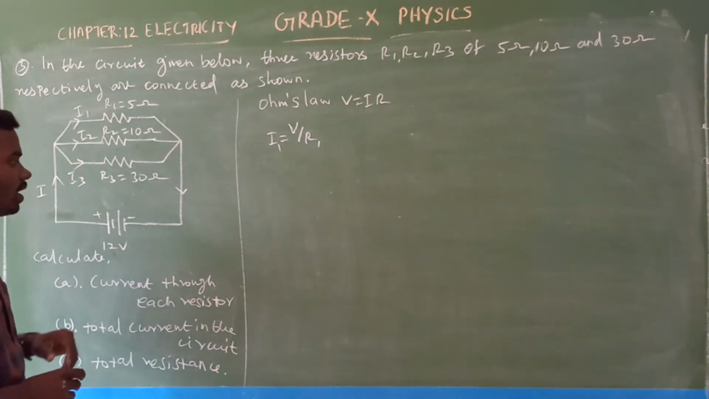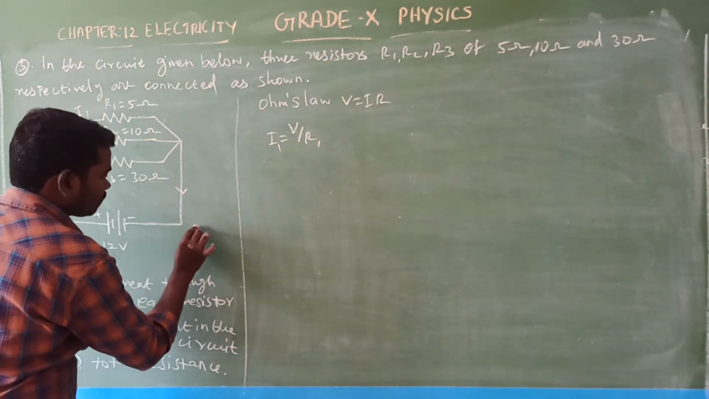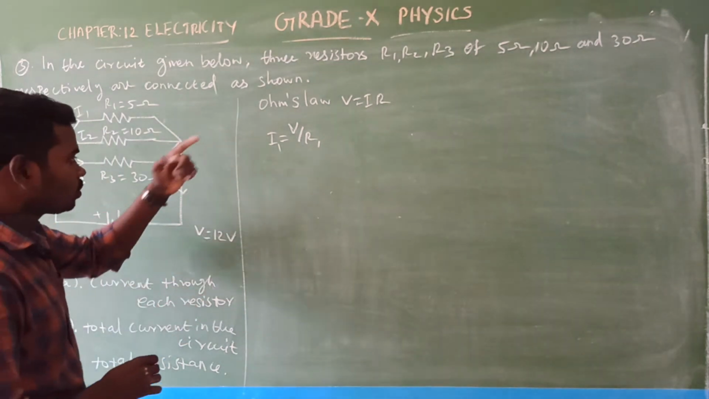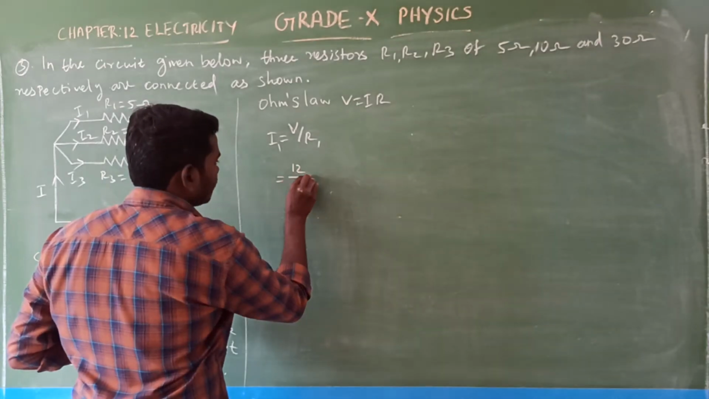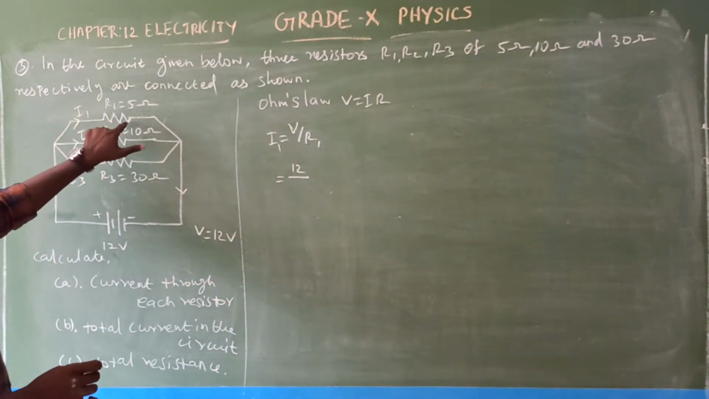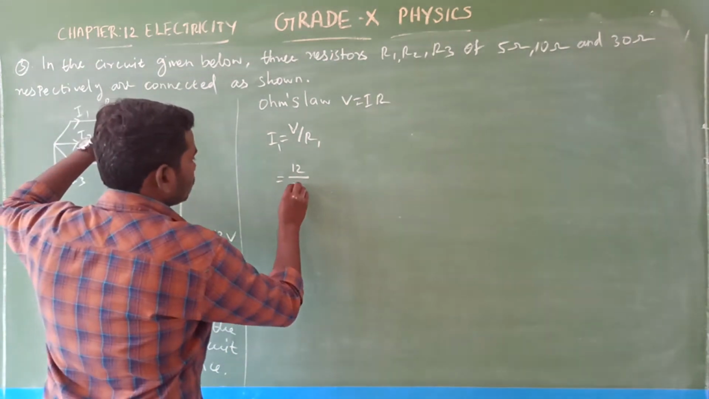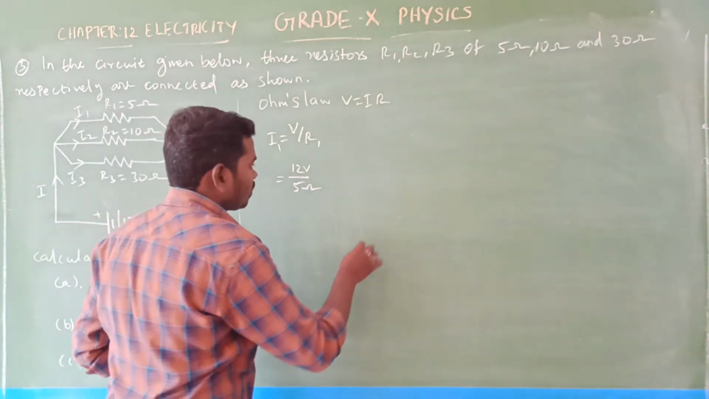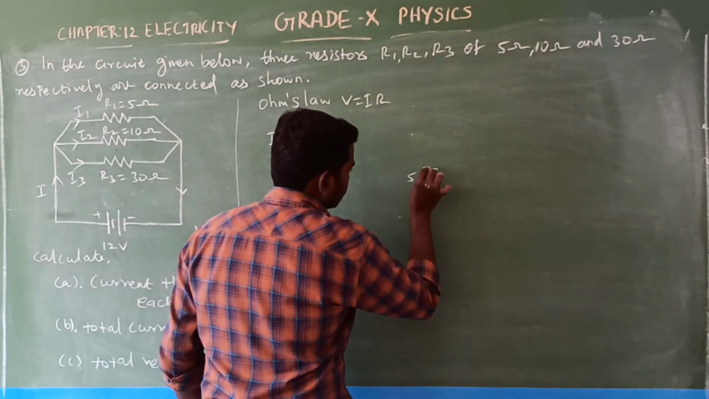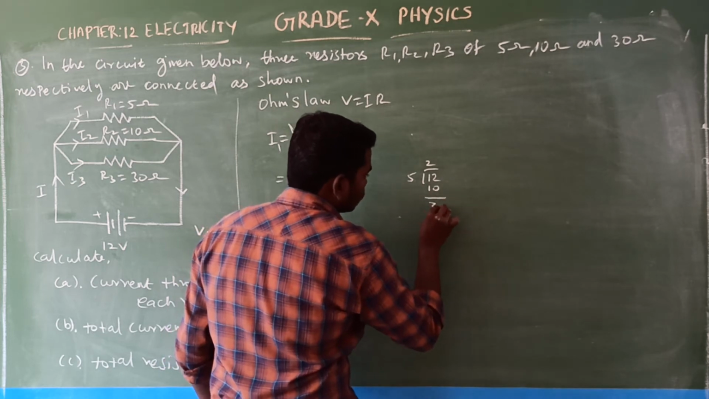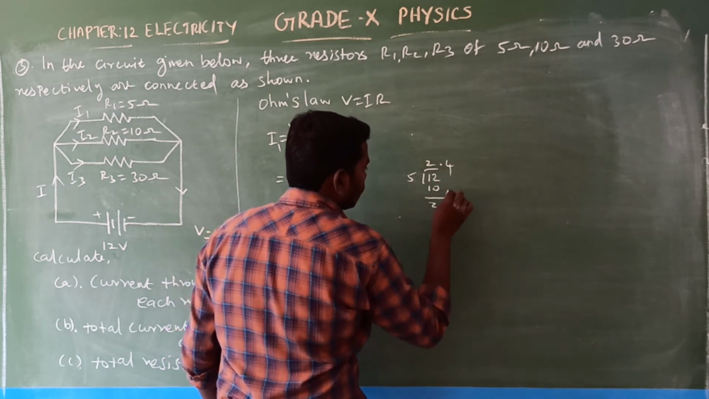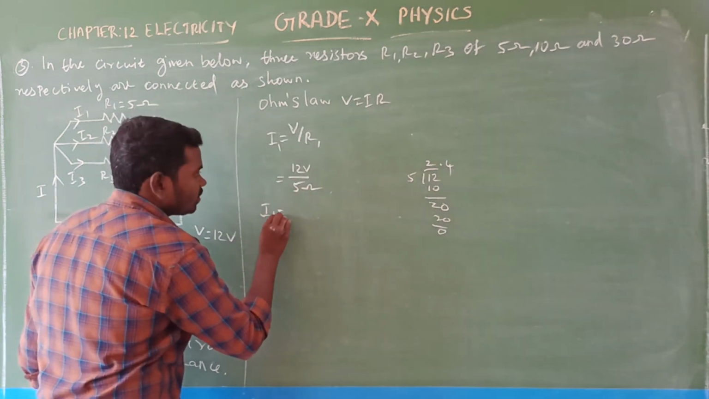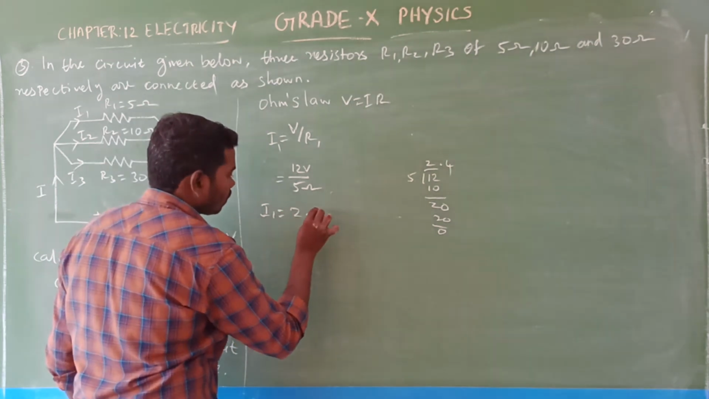Note this point. Here potential V is equal to 12 volt. So apply the V value here: 12 divided by R1. First consider this R1 resistor only. R1 value is 5 ohm. So 12 volt divided by 5 ohm. 12 divided by 5, which is equal to how much? 5 twos are 10, remaining 2, dot 0, and 4 into 5, 20, remaining 0. So here I1 value is equal to 2.4 ampere.